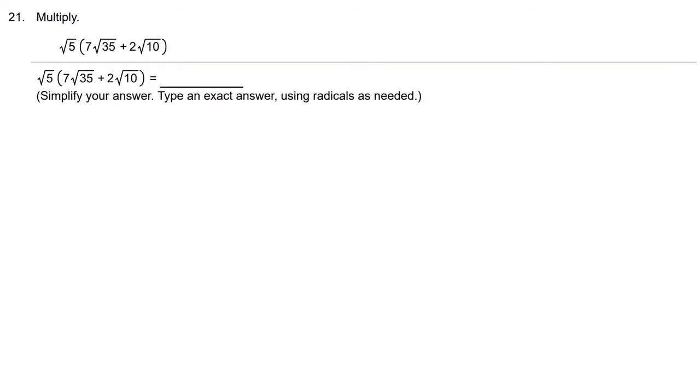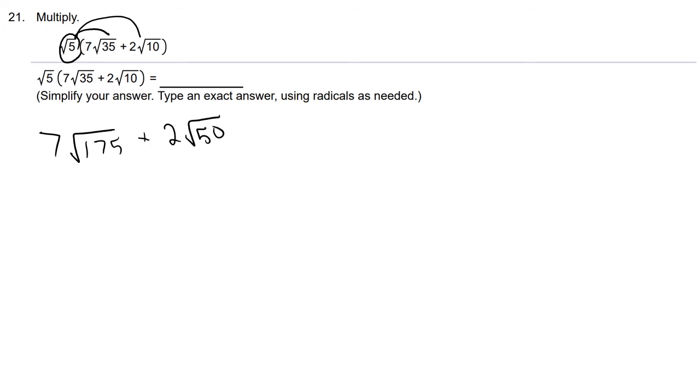Looking at this one, we want to multiply, which means we want to go ahead and distribute. And then after we distribute, we want to simplify. So when we do that, the first thing we're going to get is 7 square root of 175 plus 2 square root of 50.